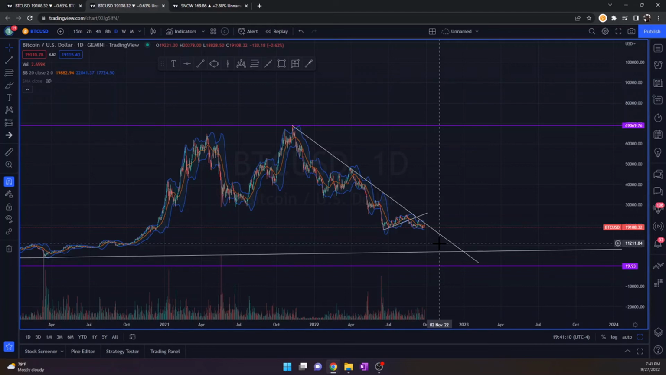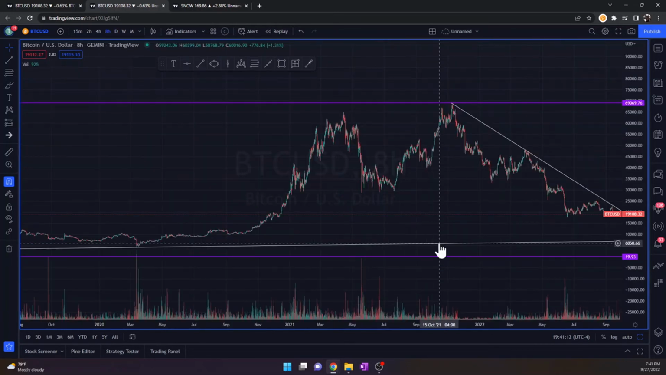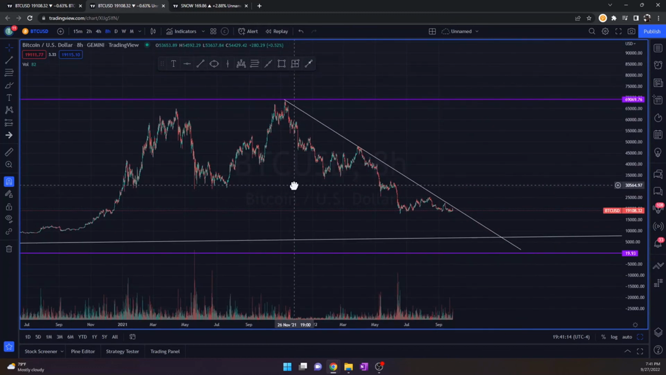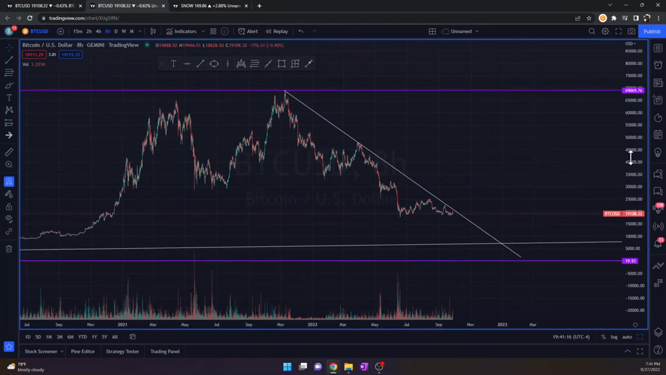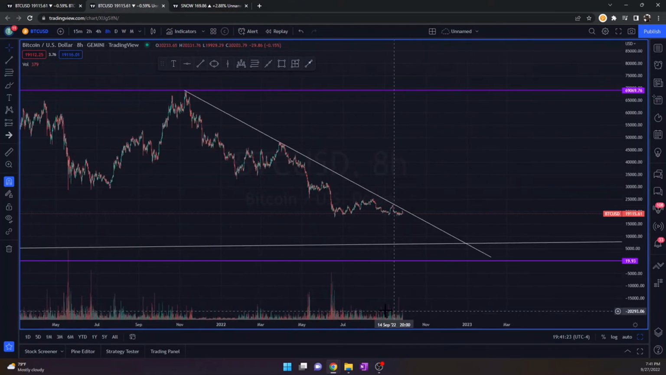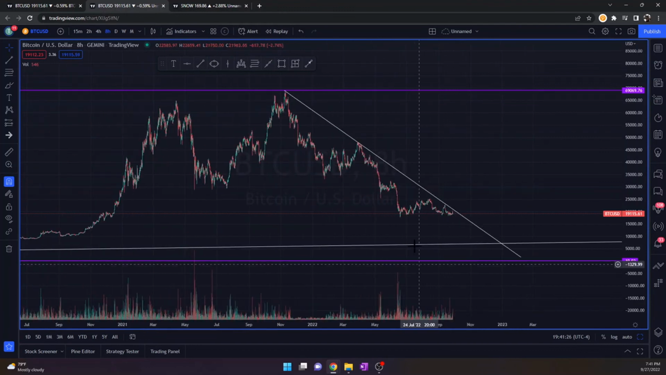All right, let's go a little bit further into the 8 hour chart. Look at the 8 hour chart, which once again, like I was saying, has more of the same but with more definition. So you can see that you have lower lows, and you're not making higher highs. The trend is definitely still down.